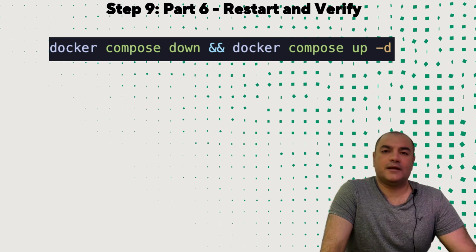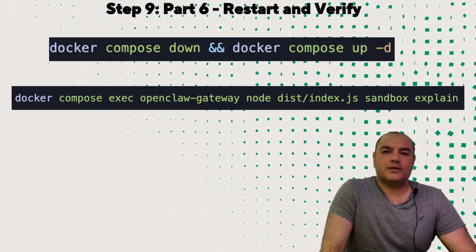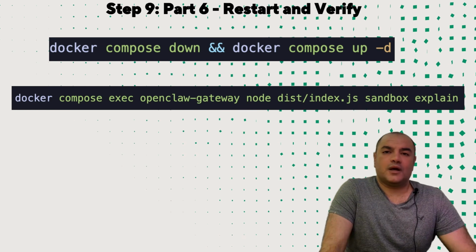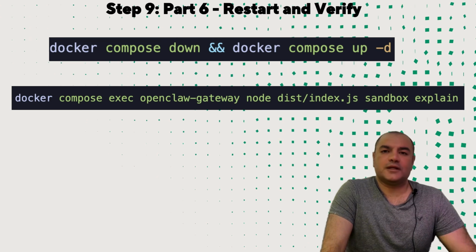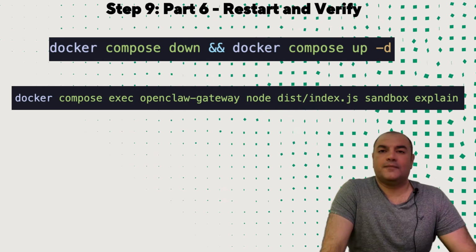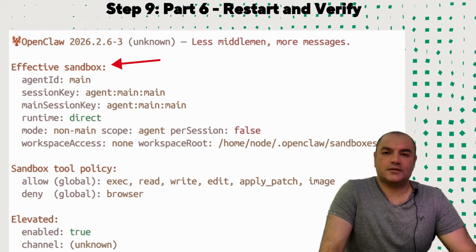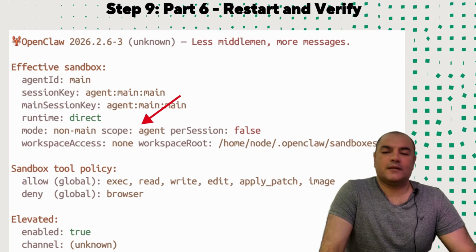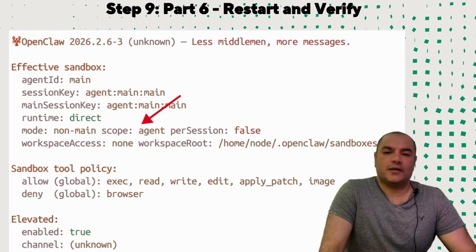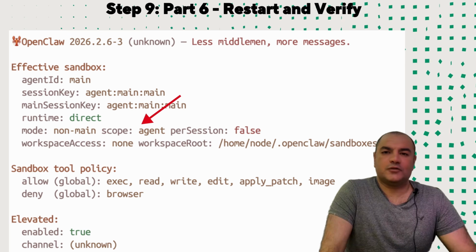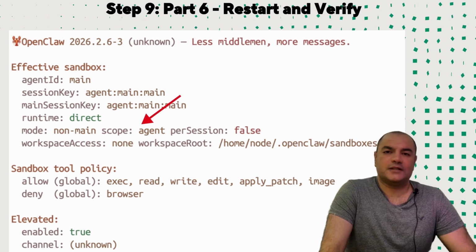Now let's verify the sandbox is active by using this command. docker-compose exec openclaw-gateway node dist/index.js sandbox explain. You'll see several sections. Let's break them down. Effective sandbox: mode non-main, scope agent. This confirms sandboxing is active. Agents and group chats run in the sandbox. Your direct messages have full access.